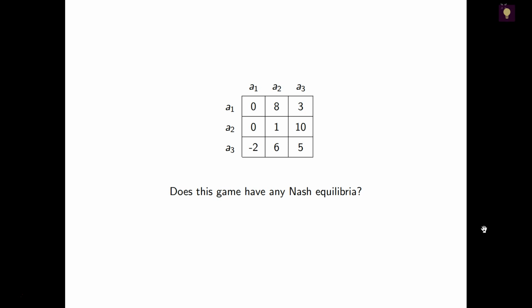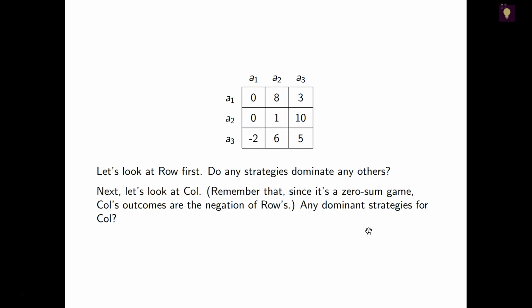Does this game have any Nash equilibria? Well, we might begin by asking whether there are any dominated strategies in this game. Let's begin by looking at row first. Do any strategies dominate any other strategies for row? Remember, row is player 1, so these are row's utilities right here.